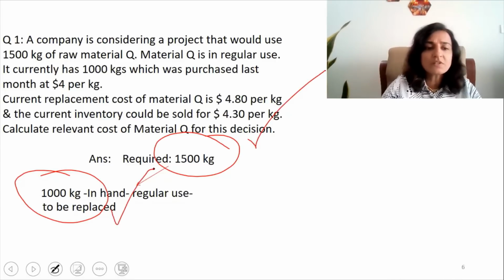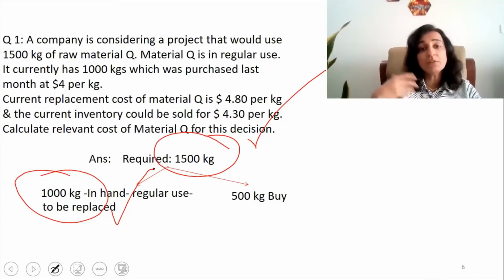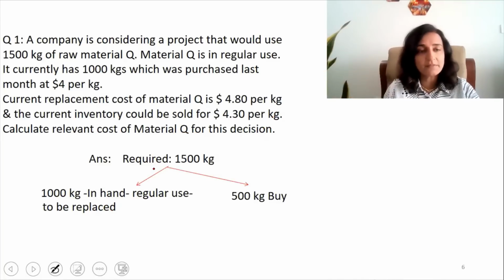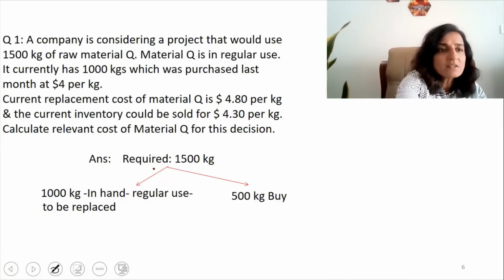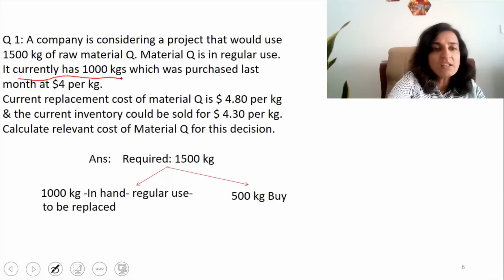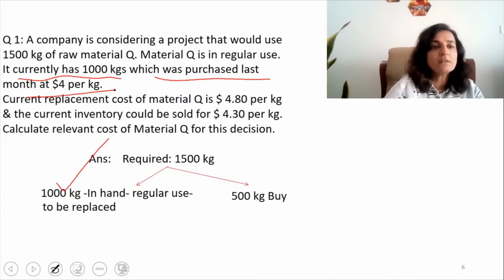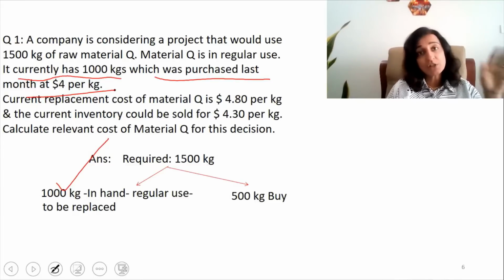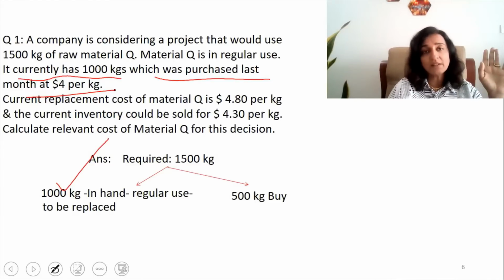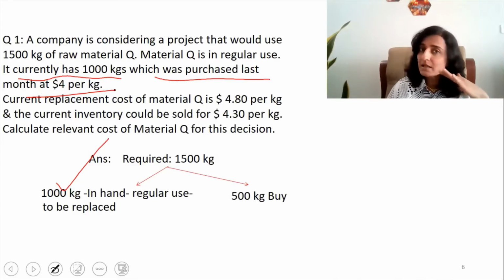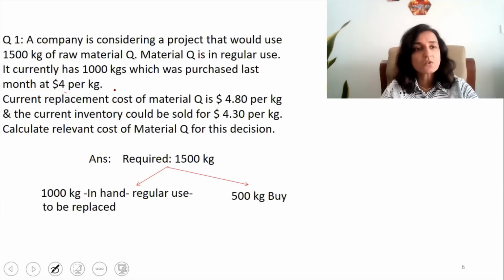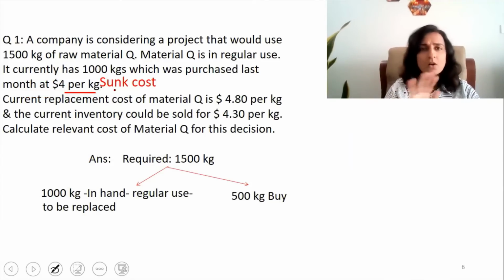1500 minus 1000, or 500 kg, we should buy from outside. Coming back to the question, it is mentioned it currently has 1000 kg. So that's what we have written here, which was purchased last month at $4 per kg. Purchase price of last month is $4. That is just a past cost, or a sunk cost. It is not at all relevant. So $4, it's nothing but a sunk cost.